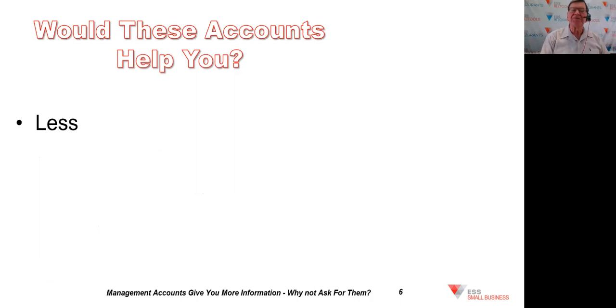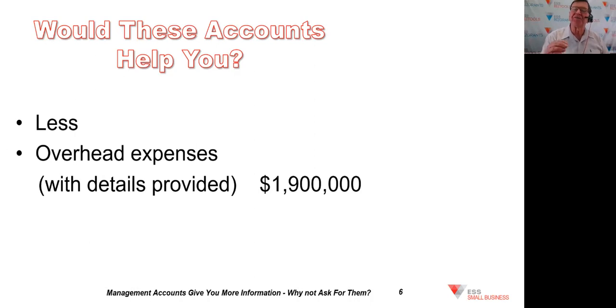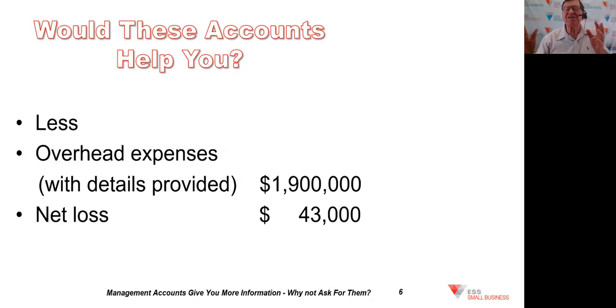And then in the rest of this P&L account, and this is a real business, it said overhead expenses of $1.9 million. And admittedly, the details were provided, which included labor, rent, advertising, etc. But then it showed a net loss of $43,000. Does that help you come to a decision as to which activity, which department is dragging your business down? I don't think it does.